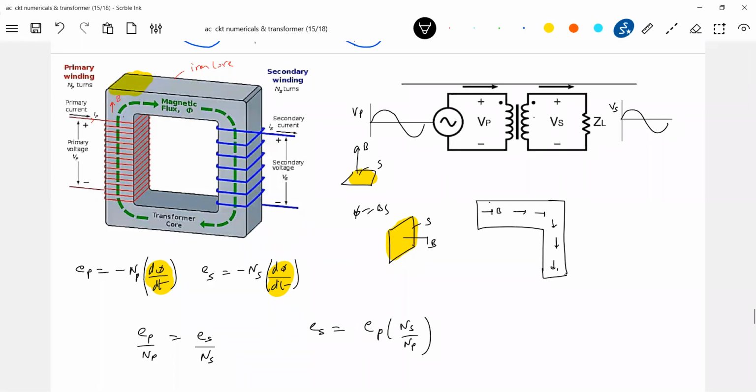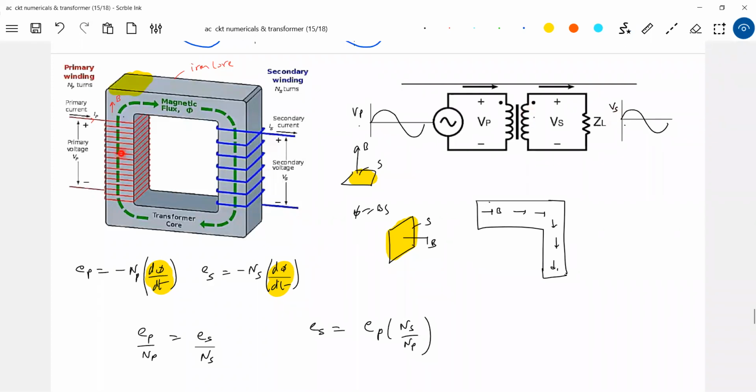Will they be in phase? It depends on how you wind it, how you are going to do the winding. So now the winding should be such that the VS will always be in phase with the VP. Therefore I just put a dot. What does it mean? It will be in phase. The secondary voltage will be in phase with the primary. Like this, the winding will be done.